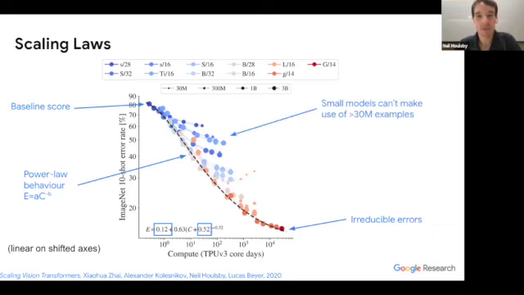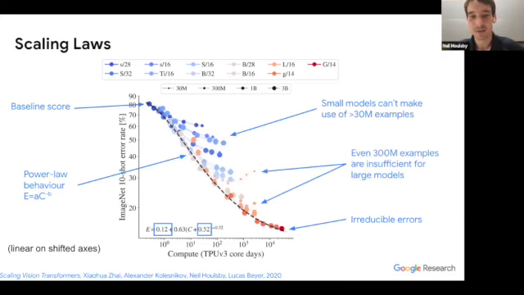Now, these points that fall off the frontier kind of reveal when one is training suboptimally. So these large blue points are small models trained on a lot of data. And these essentially show that if you have a lot of data, then these small models can't make use of it. You need a larger model in order to make use of this larger amount of data. Conversely, these small red points are large models trained on a small amount of data.